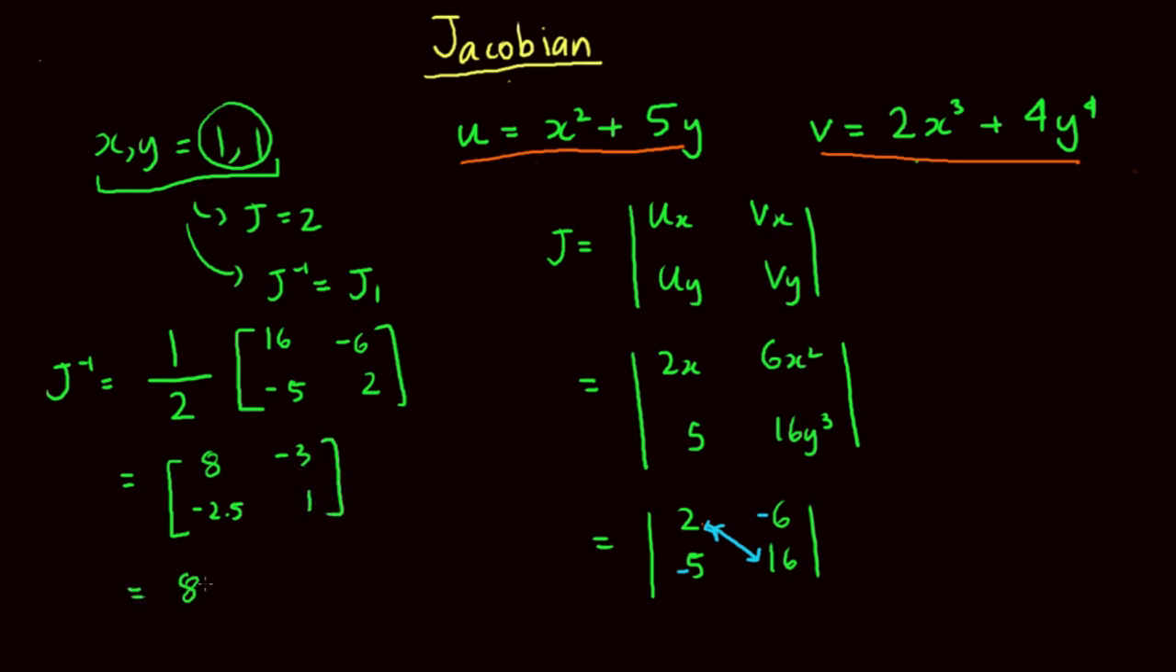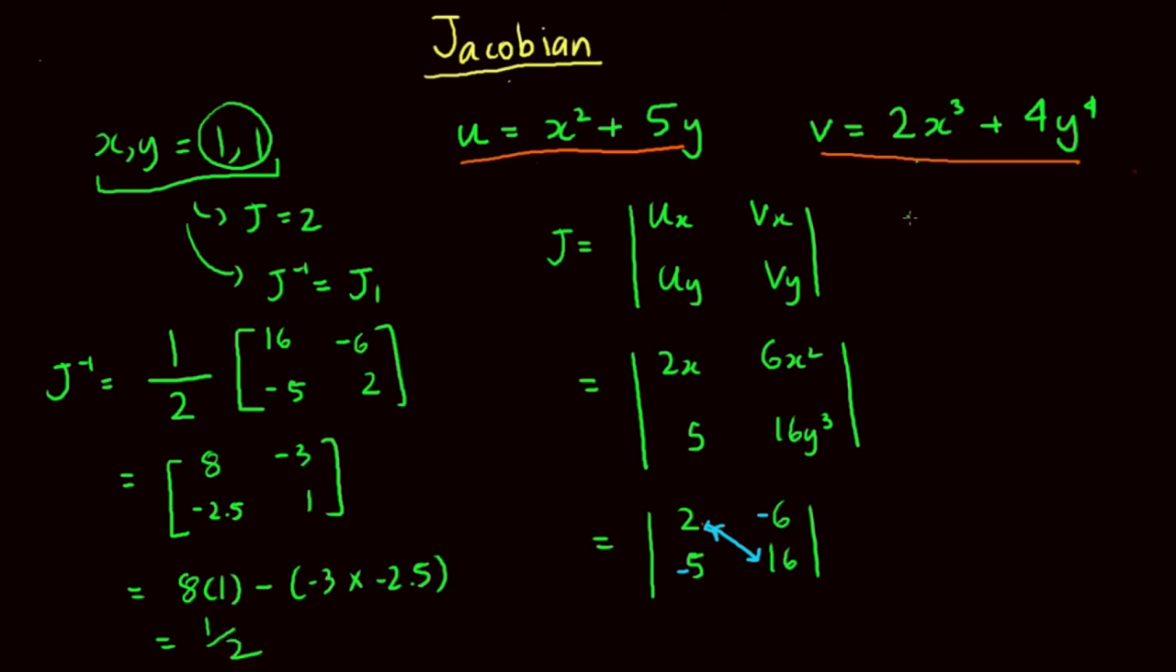So 8 times 1 minus -3 times -3.5. How much would that be? So in this case, 8 times 1 minus -3 times -3.5. So it would give us 1 over 2. Okay, the answer is just 1 over 2.